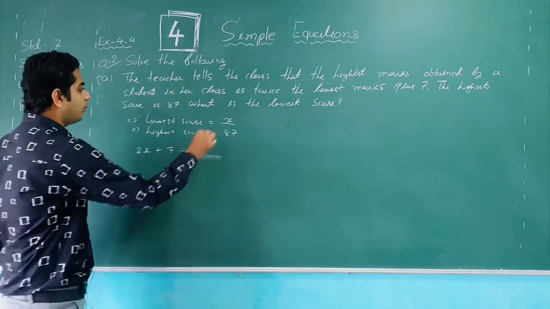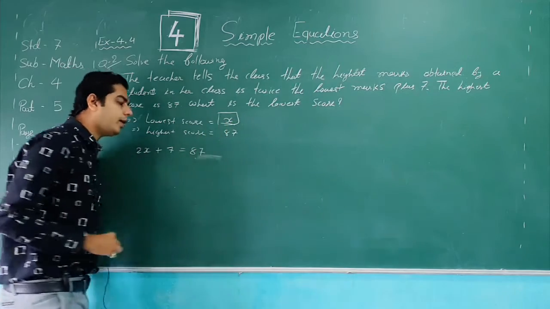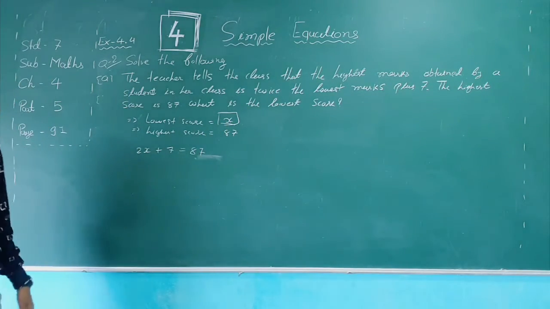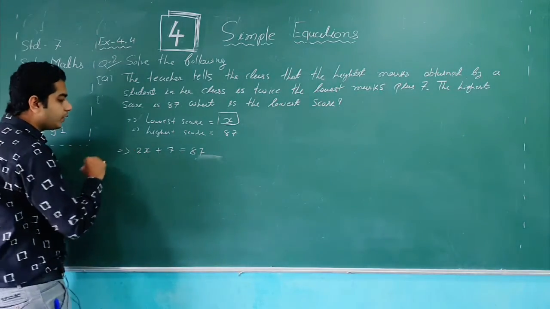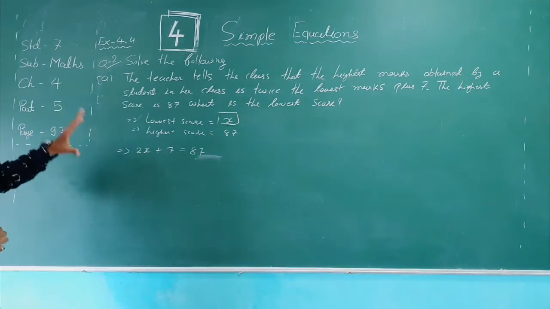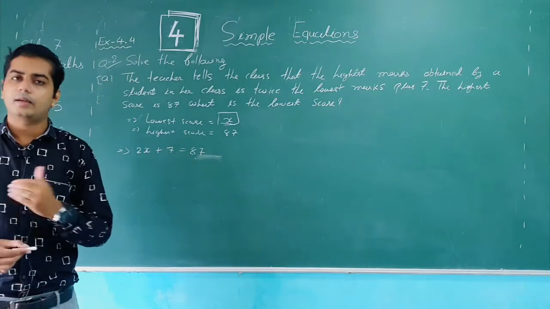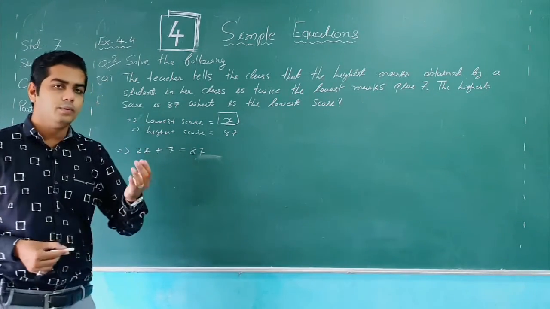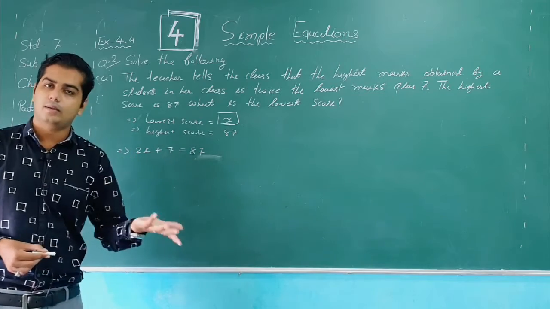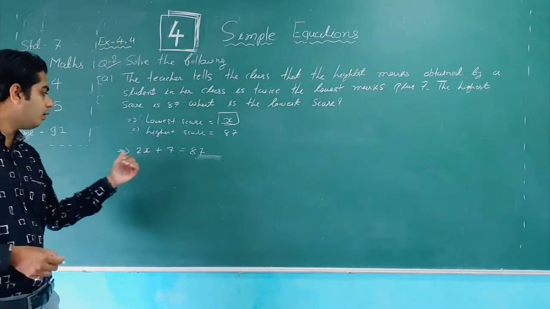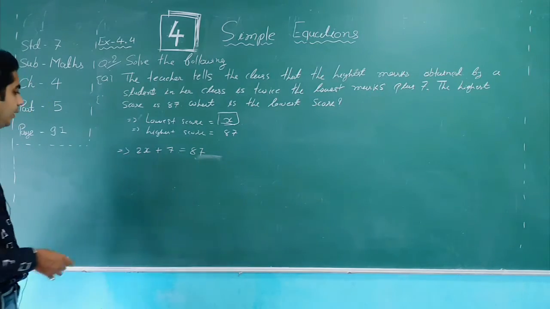So here the lowest score, what do we have to do? We have to find it. Lowest score is what? x. We assume x. So here in the equation we have to find out the x. So now the equation is set up. The main thing from this question is you have to set up the equation. After setting up the equation, you know the rules. We have to separate the variable and find the value. So now the equation is set up. Now what to do? Separate the variable and find the value.